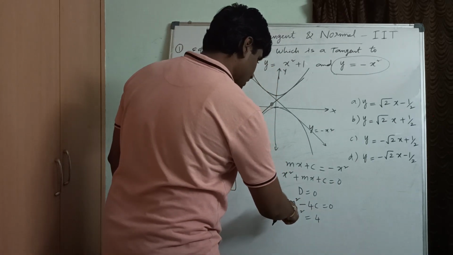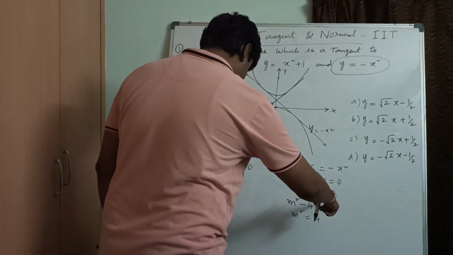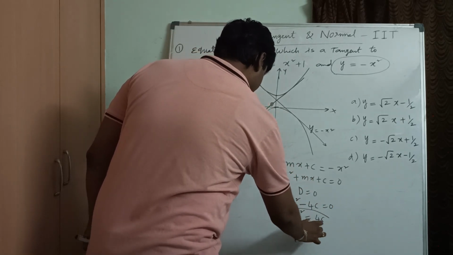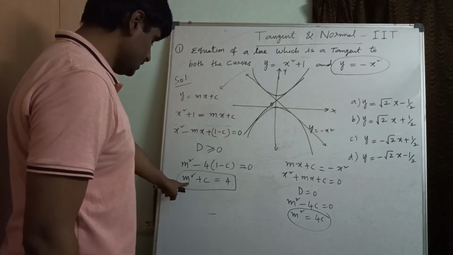So what is m square? m square minus 4c. Here m square minus 4c equal to 0. So from this, m square equals 4c, I can write, right? So now can I substitute here? So what will you get, c value, here from this?